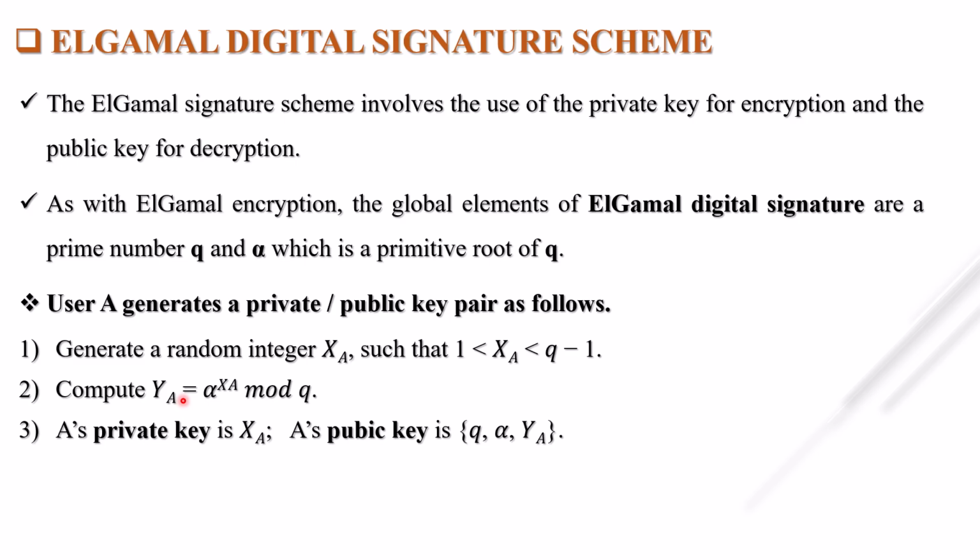Now A's private key is xa, and A's public key has three things in the ElGamal digital signature. The first one is q, which is globally known, then alpha, and ya, which we computed here.